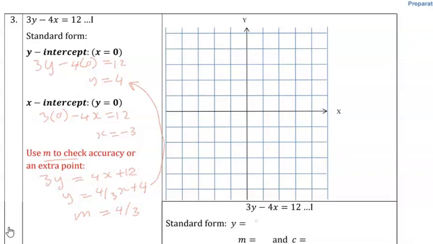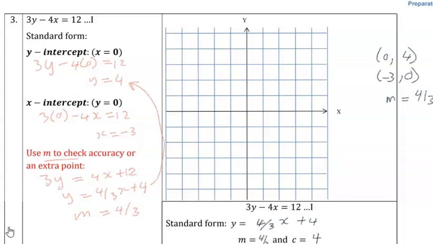So I can also put it in here. My standard form, y equals 4 over 3 x plus 4. My m is 4 divided by 3, and my c is 4. We have the points there. For this first one, x is 0 and y is equal to 4. For the next one, we have negative 3 and y is 0, and we have m equal to 4 over 3 to check our answers.